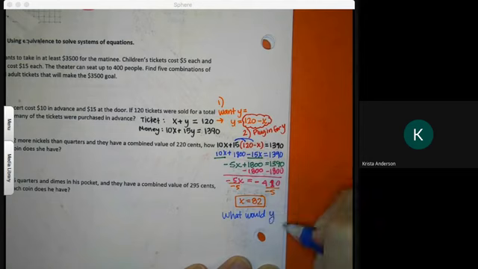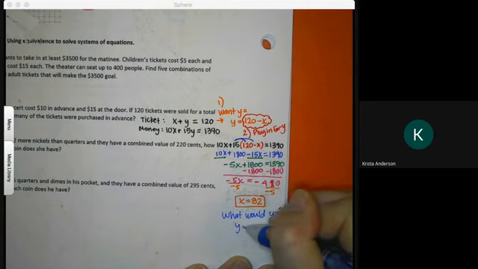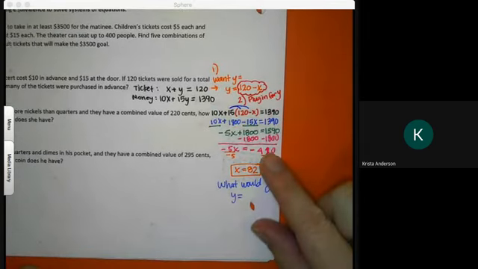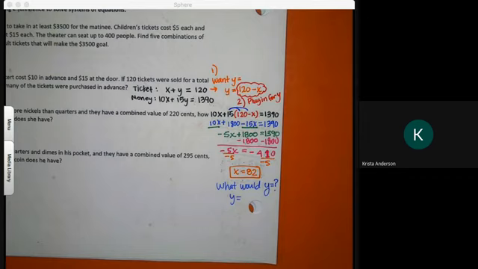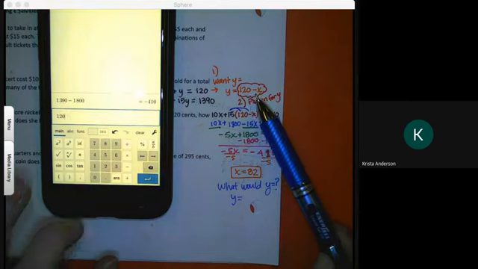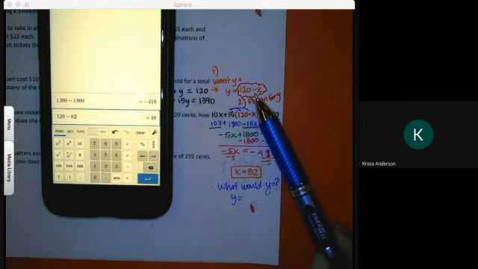What would y equal? Does anybody think they know how to find how many tickets were bought at the door? I know 82 people bought tickets in advance. How many total tickets were sold? 120. So how do I get 82 to go to 120? Minus what I got for x will leave me the leftover tickets.